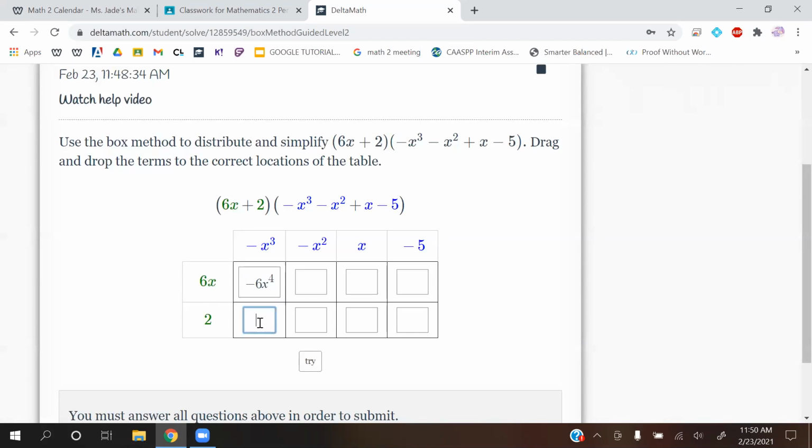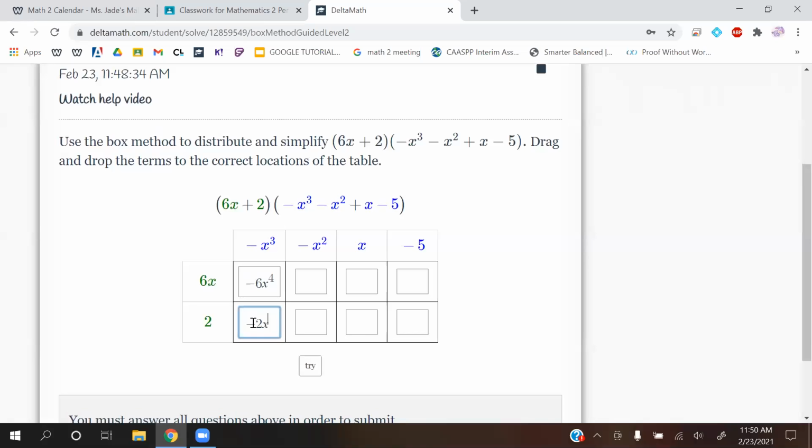Let's do this one. So this one is the negative x cubed times 2. So I'm going to get negative 2x to the power of 3. The negative 2 comes from the 2 times the negative, so that's just negative 2. There's no x's here, so the only x's that we get are the ones that were on the x cubed. So that's why it stays as an x cubed.